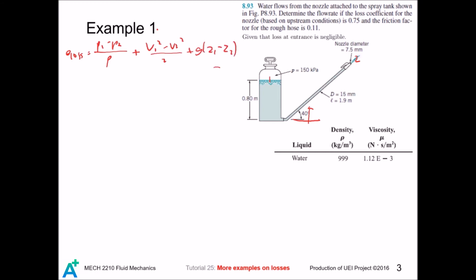The alpha disappeared because we assume that the flow is turbulent. We know the pressure at point 1, and point 2 is exposed to the atmosphere. Point 1 is in the reservoir, so its velocity can be taken as 0. And we are ready to substitute in the values.